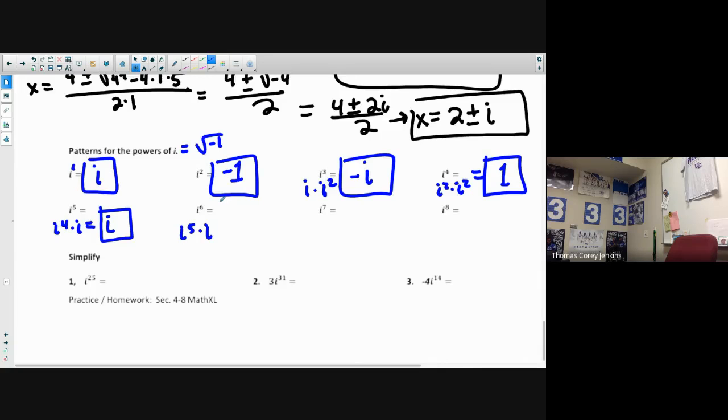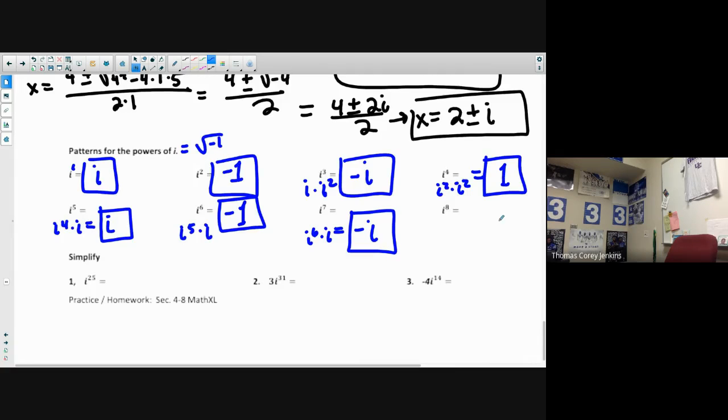So you might be able to tell what's happening now, right? You could probably guess what i to the 7 is going to be. That'd be equal to i to the 6 times i, or negative 1 times i, which would be negative i, which is equal to the same thing as above it, right? So now we see the pattern.